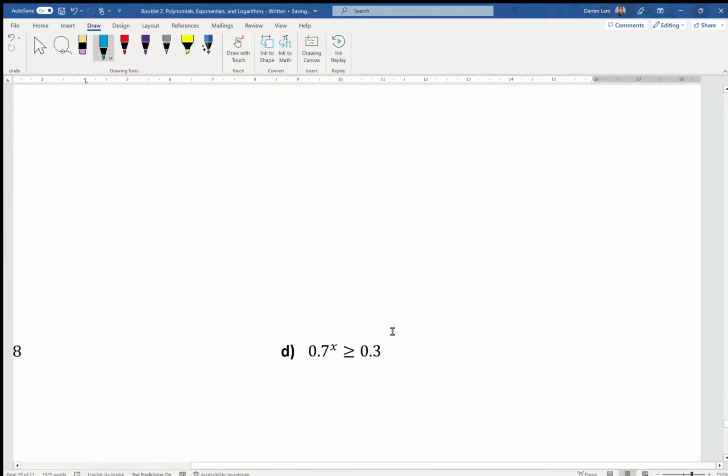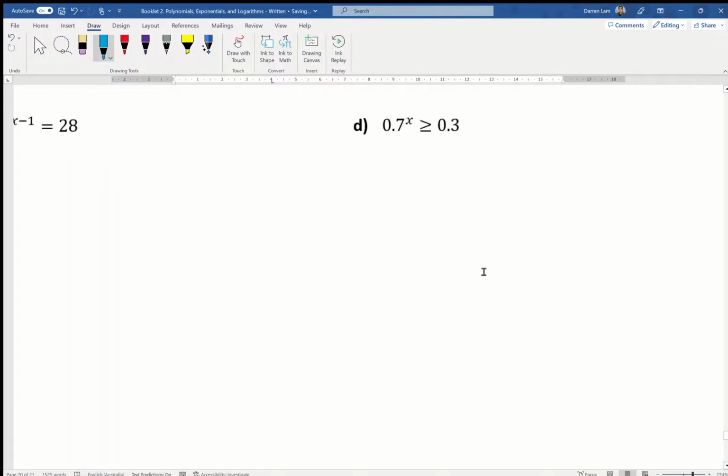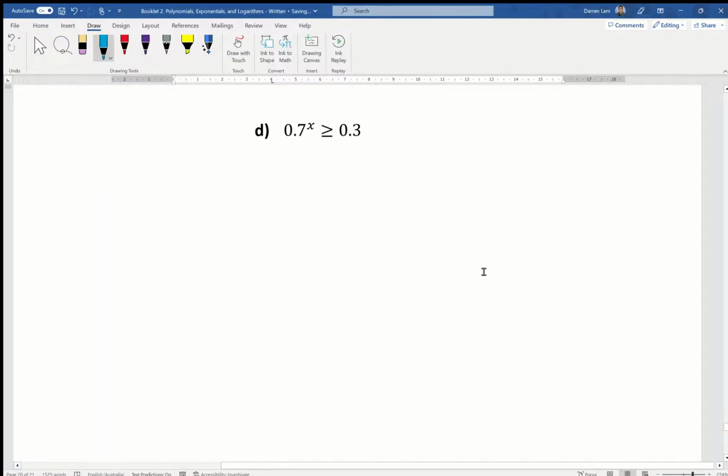I'm going to skip quite a number of them. I'm going to jump to example 4D. It is a very unique type of question, but I think it is a very good question because it has come up in exams before. 0.7 to the power of x is greater than or equal to 0.3. The problem with this one is, of course, the greater than or equal to symbol. It's very confusing.